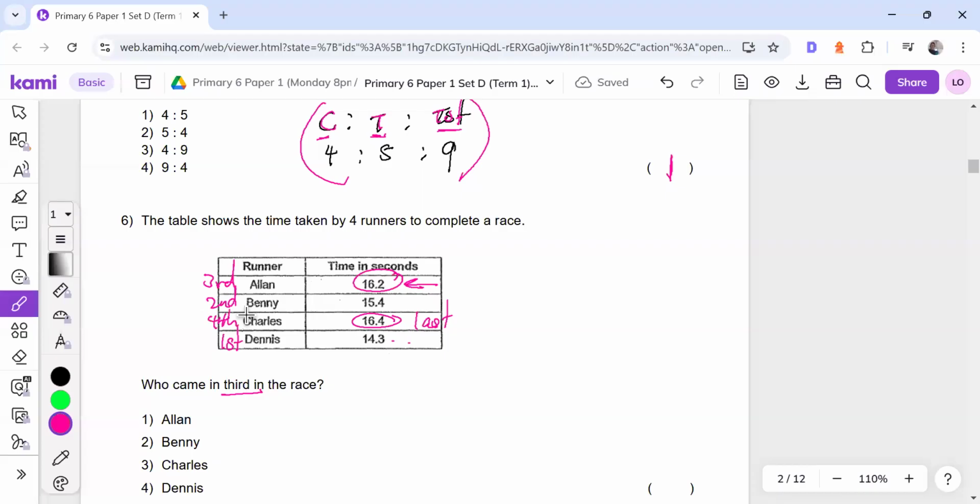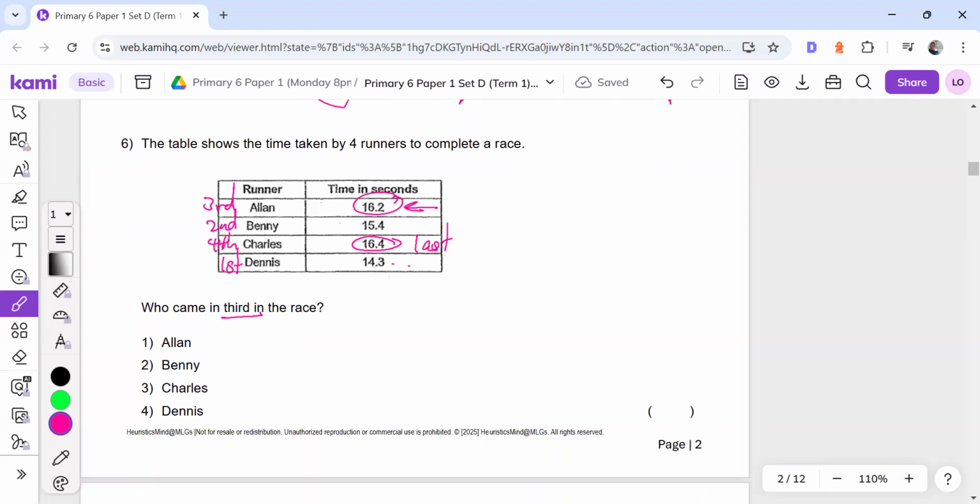Okay? Got it? So this question can be quite tricky because you may think that the fastest one is the most time taken. The fastest person is the least time taken. So remember the concept. So your answer should be Alan. Answer number 1. Okay? So this is all 1 mark. Should be quite easy, but can be tricky.